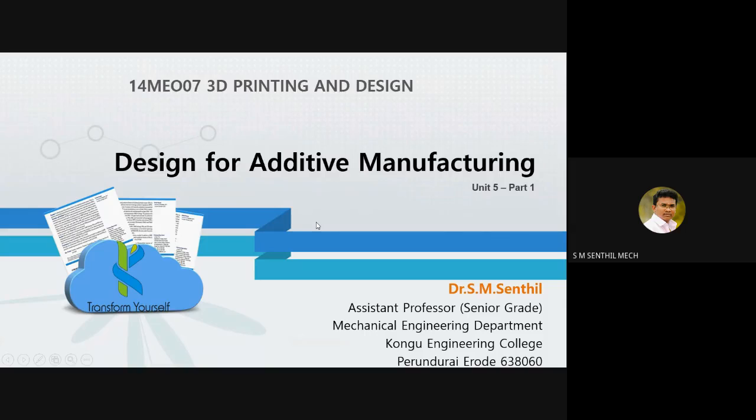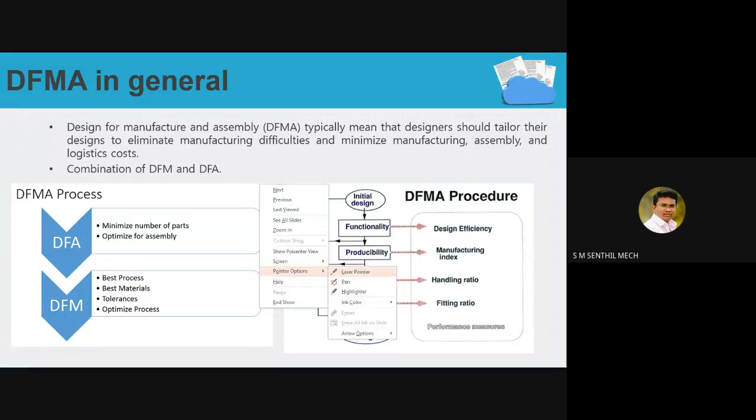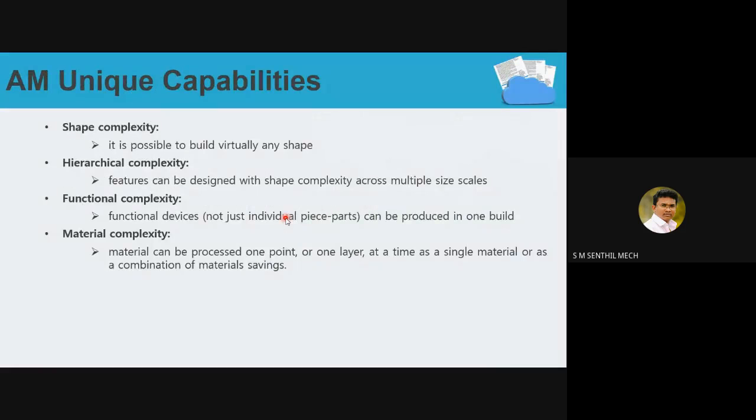So we are discussing the design for additive manufacturing so far, and we have discussed the general DFMA guidelines and the processes behind it. Then we discussed the unique capabilities of additive manufacturing in comparison with the conventional machining processes. These are the various capabilities through which additive manufacturing can excel when compared to conventional manufacturing processes.